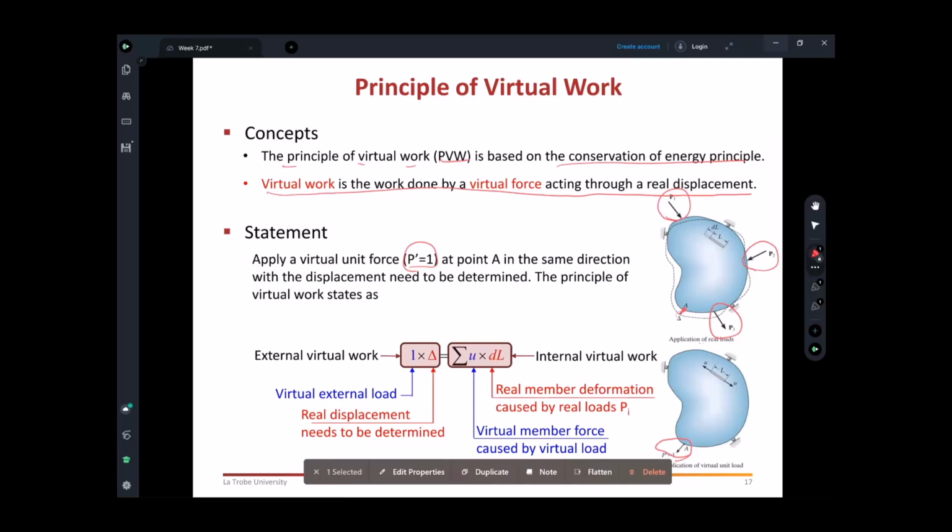Now, same thing, external work equals internal work, right? External virtual work, the 1 that we put times the displacement, is equal to the internal work done, and then we can find these displacements. So it's very simple, not so difficult.